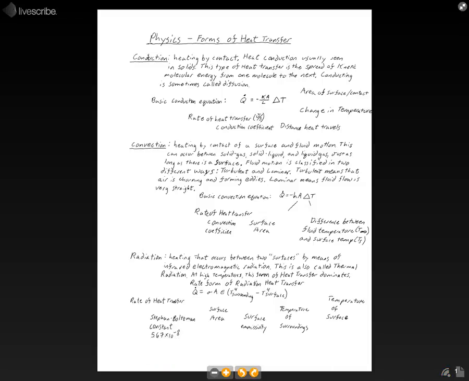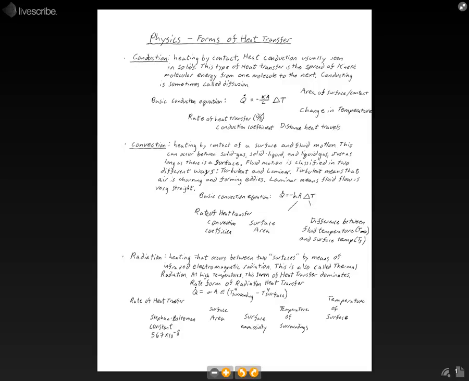Physics and forms of heat transfer. So for heat transfer, there are three basic types of heat transfer. The first one is conduction, second one convection, and third one is radiation. And all three are very important for considering in heat transfer.